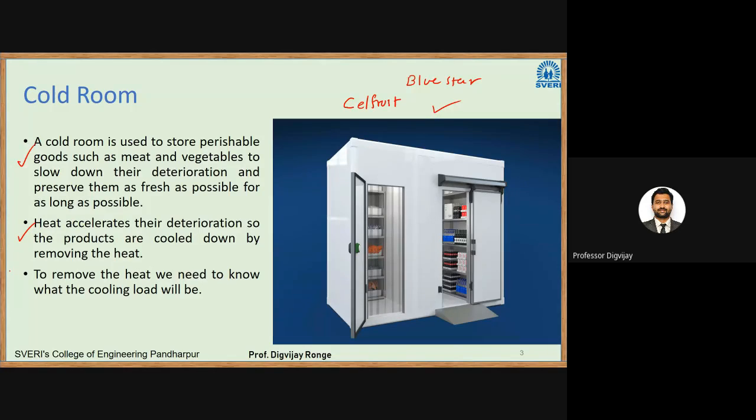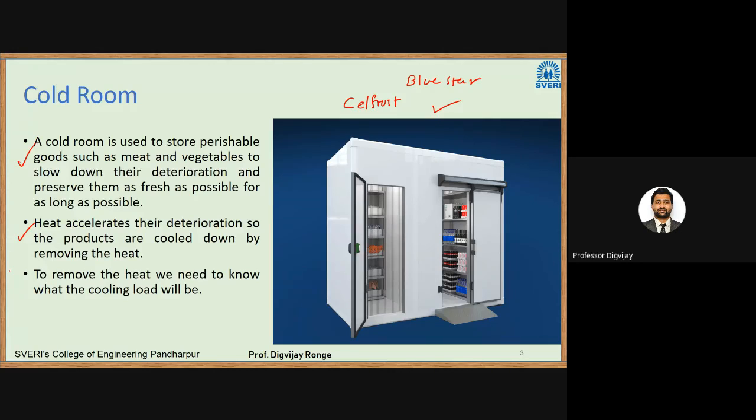So I am wasting that 4 tons of energy. 4 tons means 4 into 3.5, whatever the kilowatts come to, that is wasted unnecessarily. In that case, it is best practice, and the first step, to calculate the cooling load. A similar process is followed in air conditioning also.